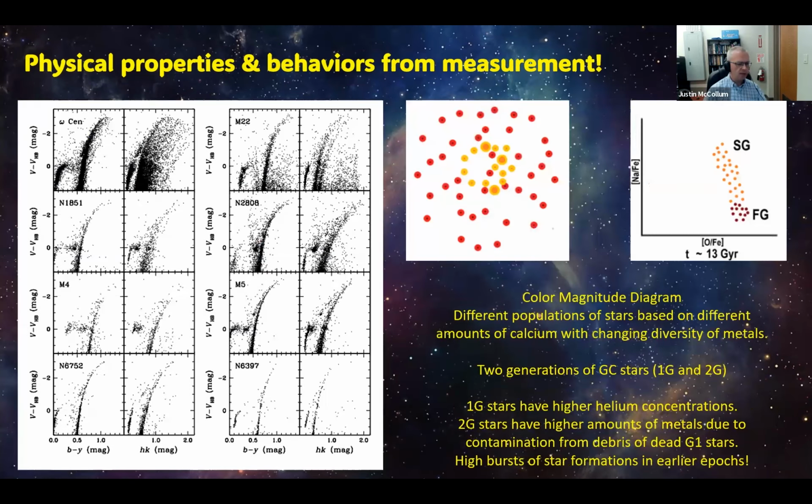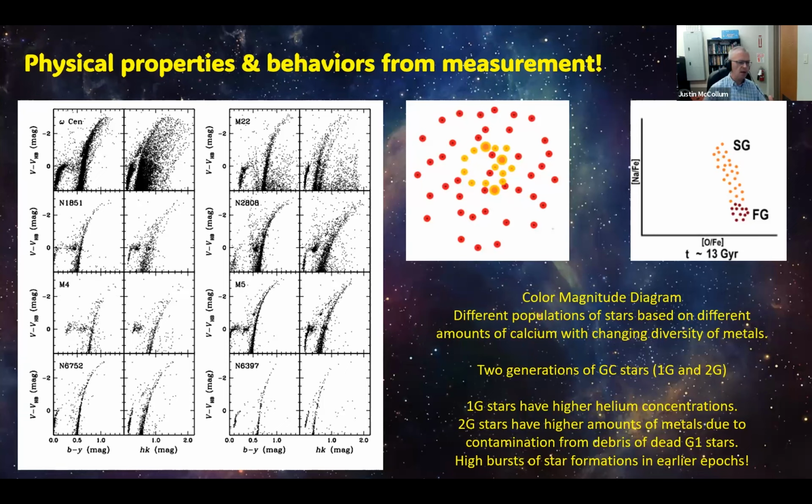Now, this is the color magnitude diagram. So we get our two generations of stars. What we find is that the 1G stars have higher amounts of helium. The 2G stars will have higher contamination of metals. So they won't be pure helium stars.